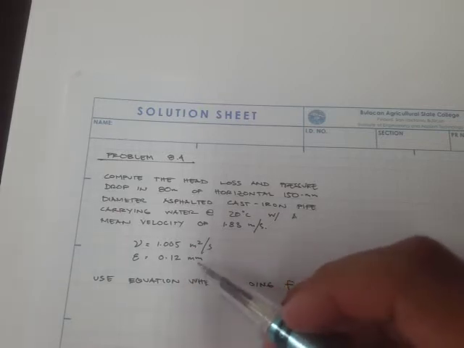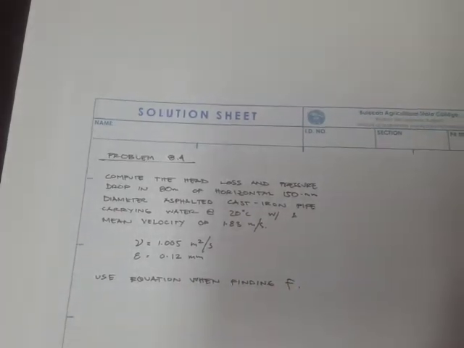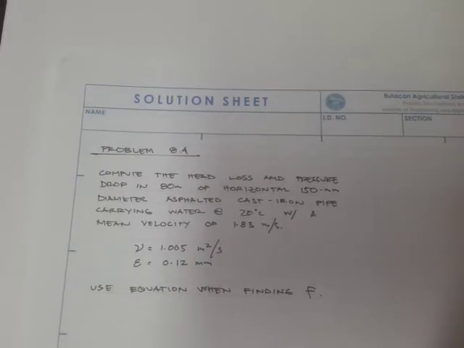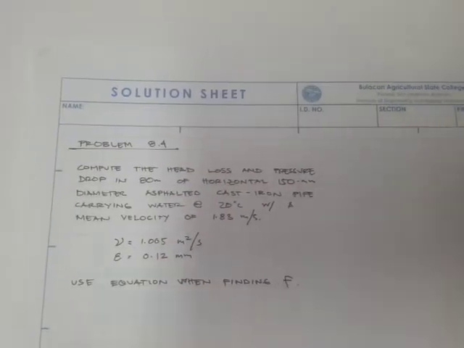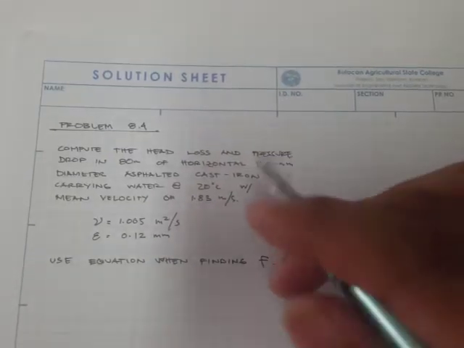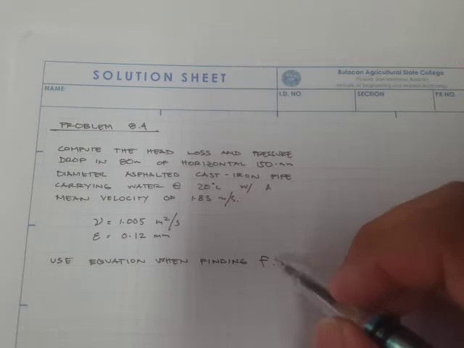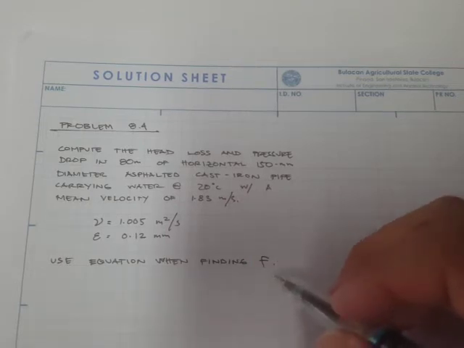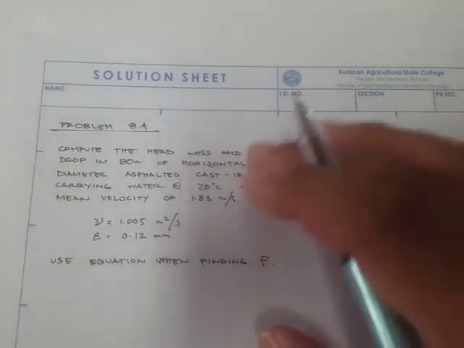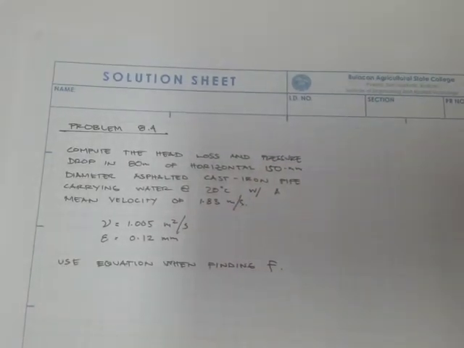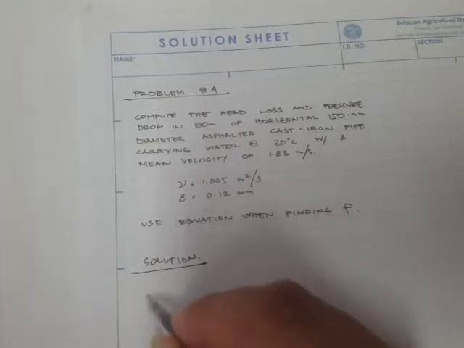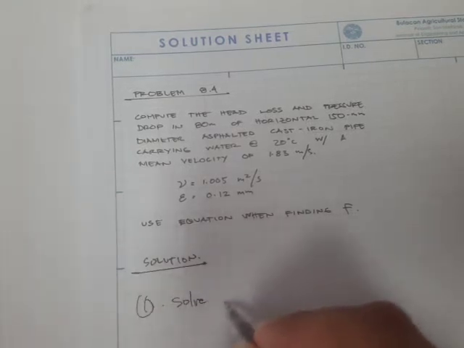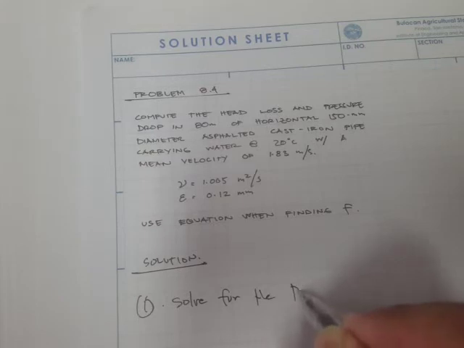Okay, so 0.12 millimeters. I'll use the equation for finding F. We can actually find F using the Moody diagram, but for now we'll just use the equations. Okay, so for that solution, again, the first step is to solve for the Reynolds number.